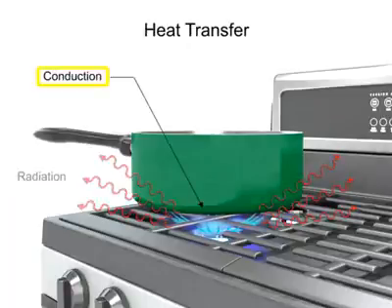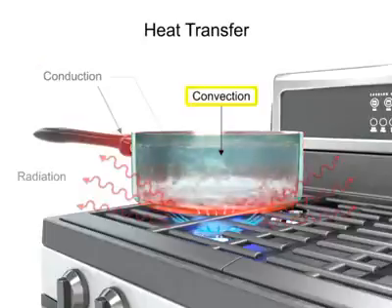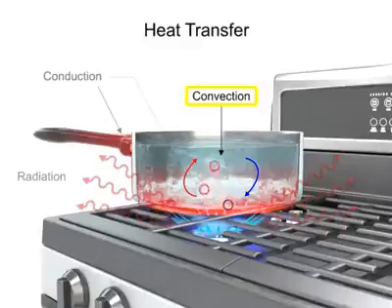Conduction takes place with the transfer of heat from the burner to the metal pan. This heat transfer is also responsible for making the handle hot after a period of time. The water is heated by the process of convection, which is a circular movement caused by heated water rising and cooled water falling.